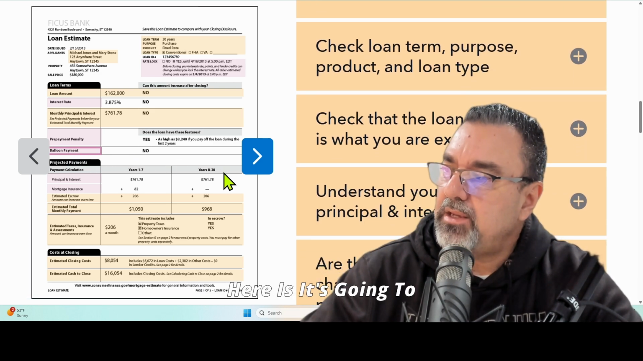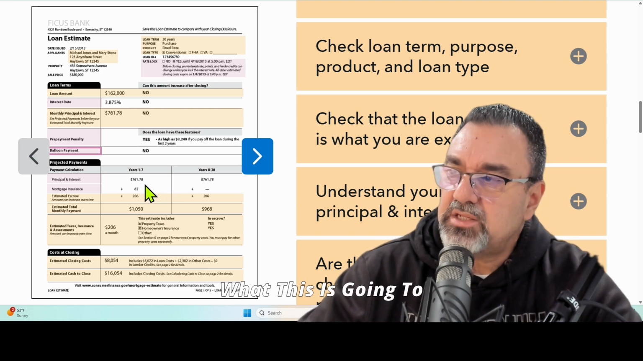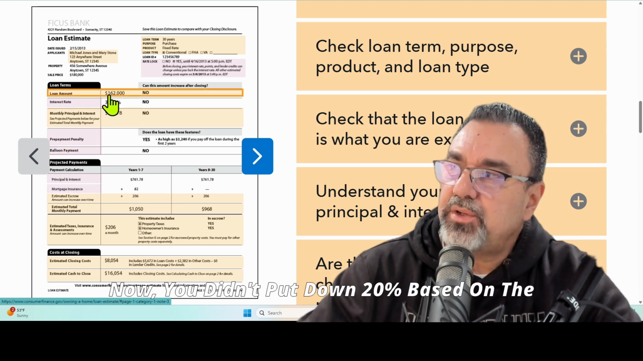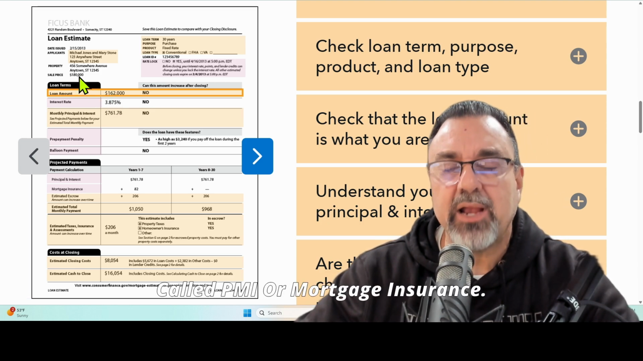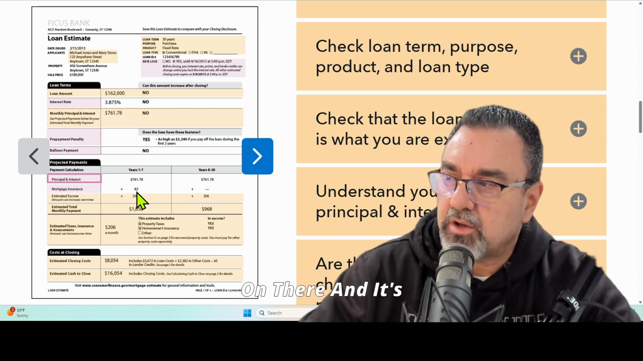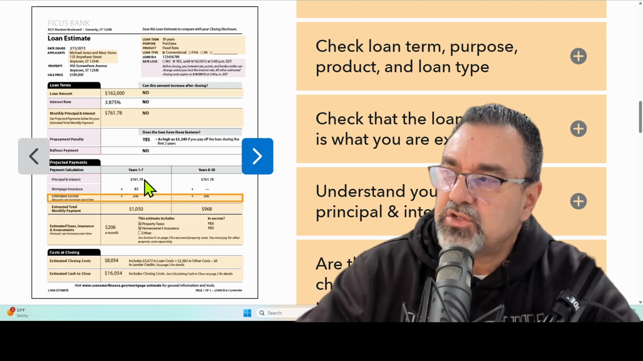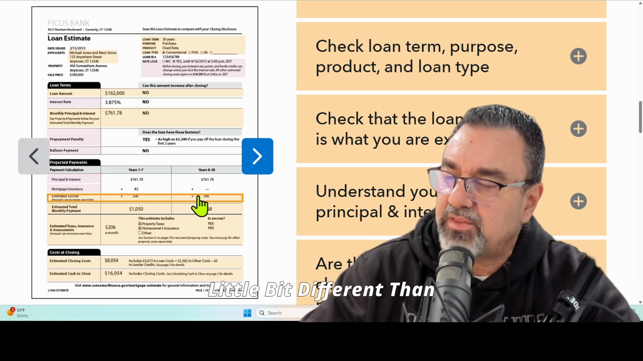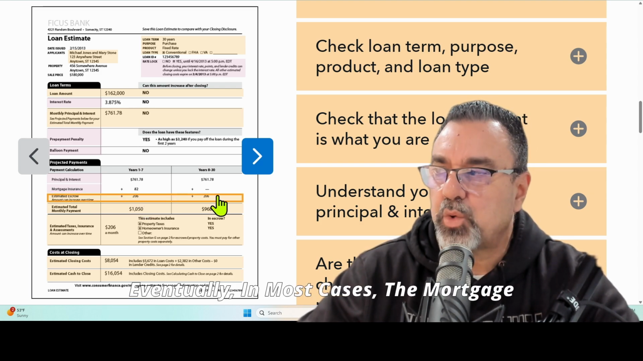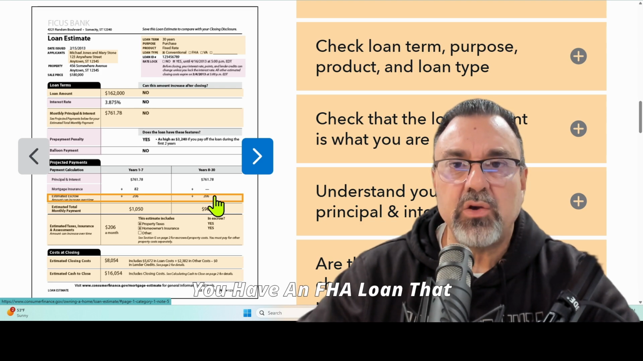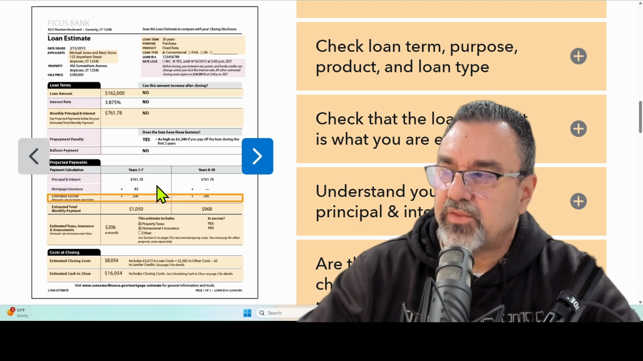Then what it's going to break down through here is years 1 through 7 versus years 8 through 30. What this is doing is allocating, well, you didn't put down 20% based on the loan amount and the purchase price, so you're going to need what's called PMI, or mortgage insurance. In this situation it's allocated for the first 7 years, and then it'll drop off. So that's why this column here might be a little bit different than this, because if you have mortgage insurance, that'll be a part of this. Eventually, in most cases, the mortgage insurance falls off, unless you have an FHA loan that you only put down less than 10%. And in that case, it's on there for the life of the loan. So that'll break that down.